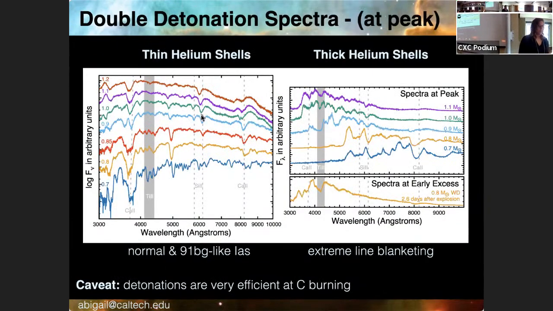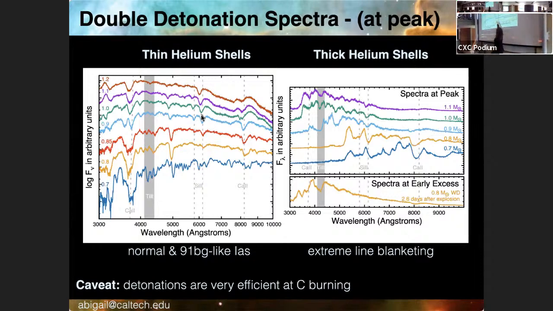So at peak times, again, I'm a little biased towards the double detonations. This is what I study mostly. So it's all going to be, how do we identify one of these versus the standard assumption of a Chandrasekhar, right? That's the default. This is the weird one. So at peak times, spectra of double detonations with thin shells look normal. Spectra of double detonations with thick shells look really, really weird.